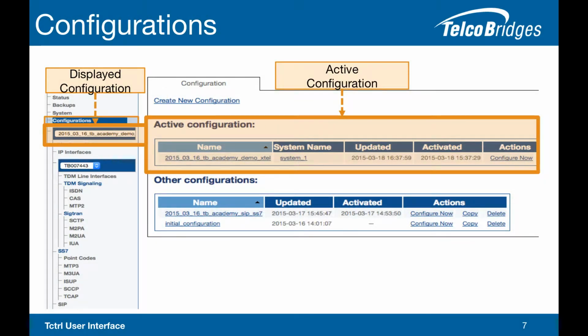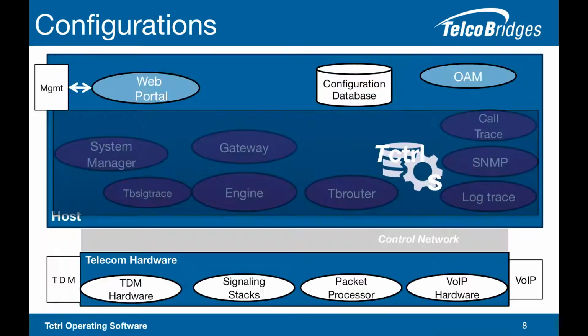The active configuration is the running configuration, or the configuration that has been applied to your system. From the web portal, each time you click on Create or Save, the information is saved in the configuration database. Any items inside a configuration must be activated before it becomes the running configuration.